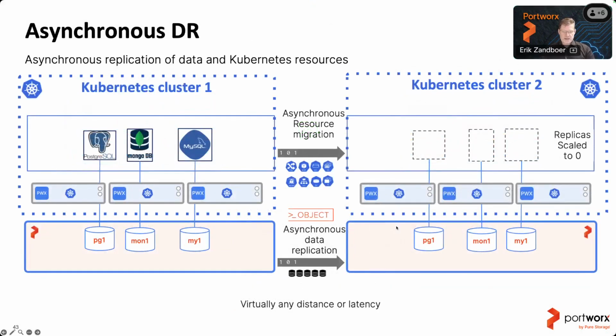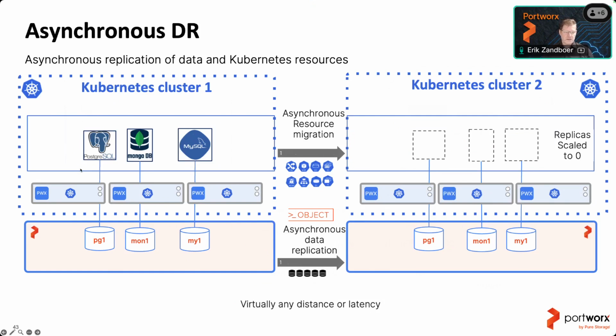So this is basically the way it works. Through the object store, we are doing asynchronous replication of all of the PVs. So this is a Portworx cluster, or I should say this is a Kubernetes cluster with Portworx installed. So it builds a Portworx cluster. The second one also builds a separate Portworx cluster. We're doing async replication of all of the PVs. And we're doing asynchronous replication of all of the resources.